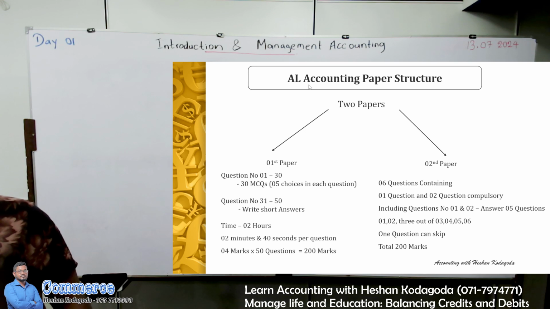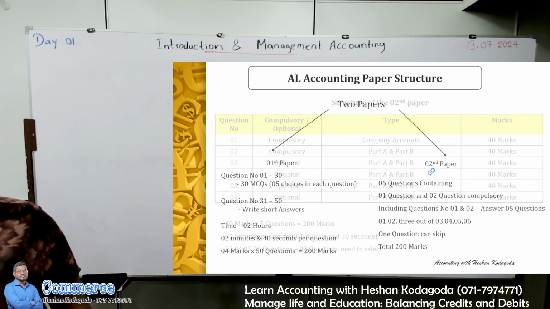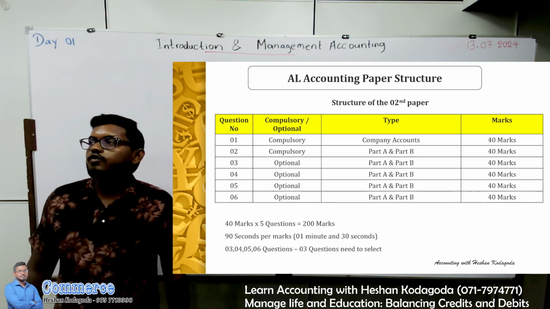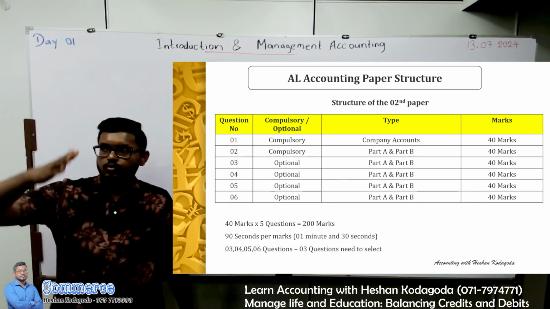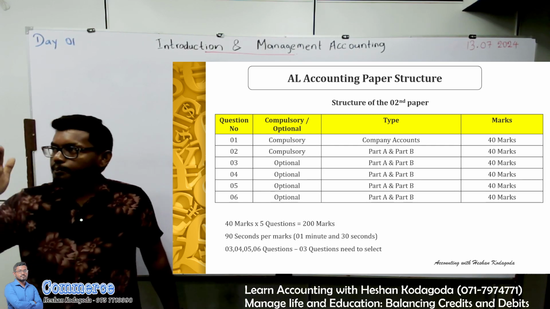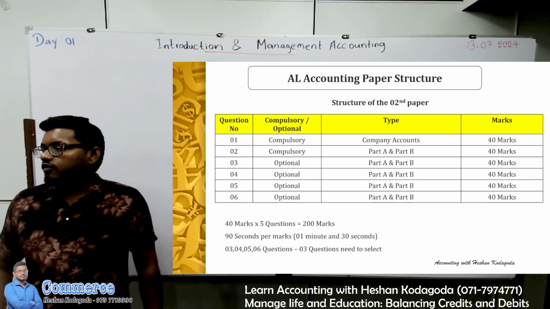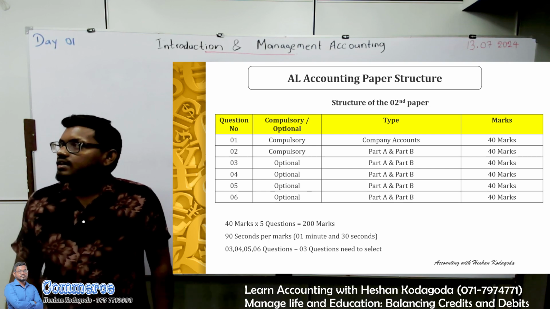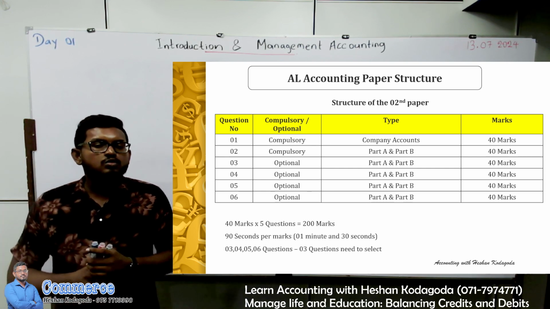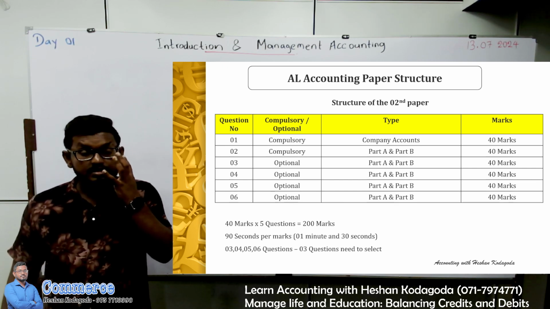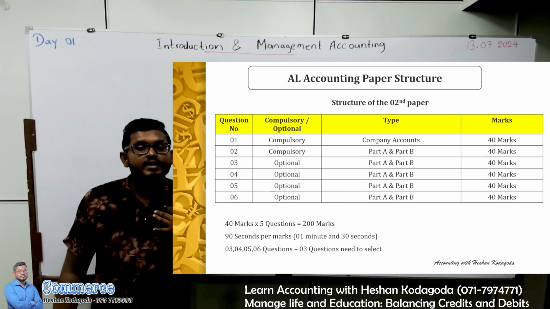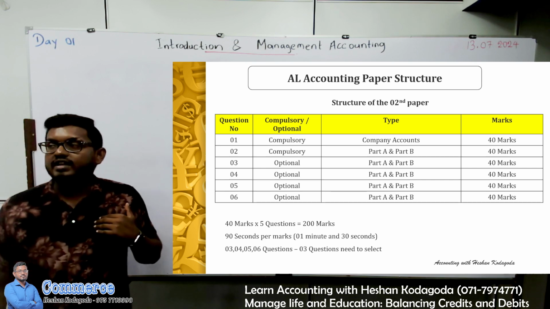So the structure of the second paper: there are 6 questions. The first and second are compulsory, others are optional. Out of 4, you can select 3. The first one is mostly compulsorily a company accounts question, with 40 marks for that.